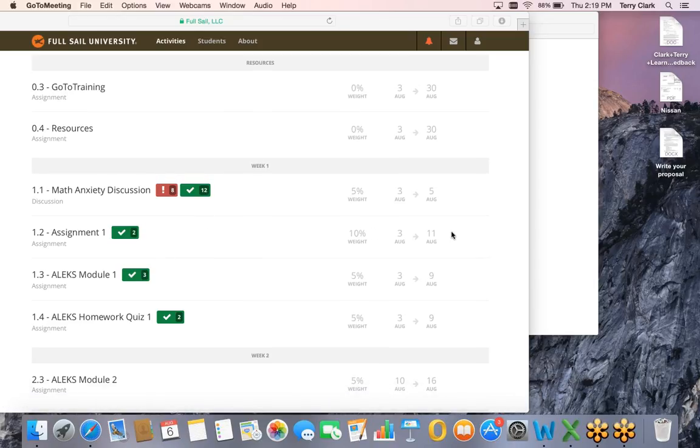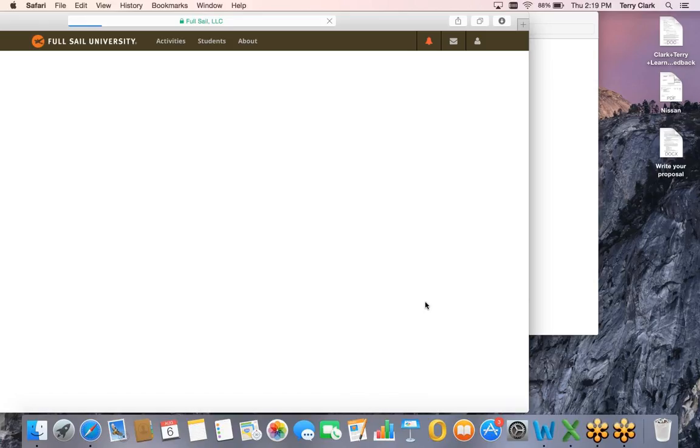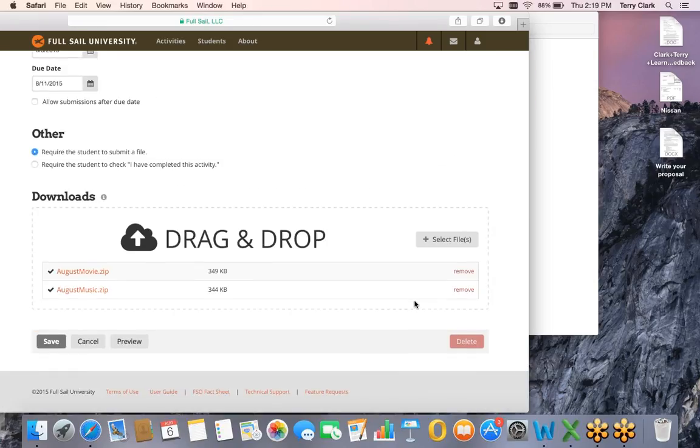Now the next thing I'm going to do is look at the resources that are made available. I don't have a student view, so I have to go into edit view to look at everything. Now in edit view, I'm going to see two files. One of them is going to be movie, and the other one is going to be music.